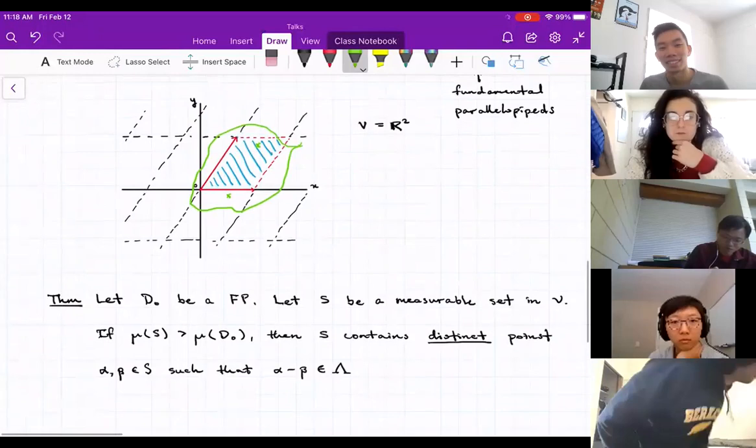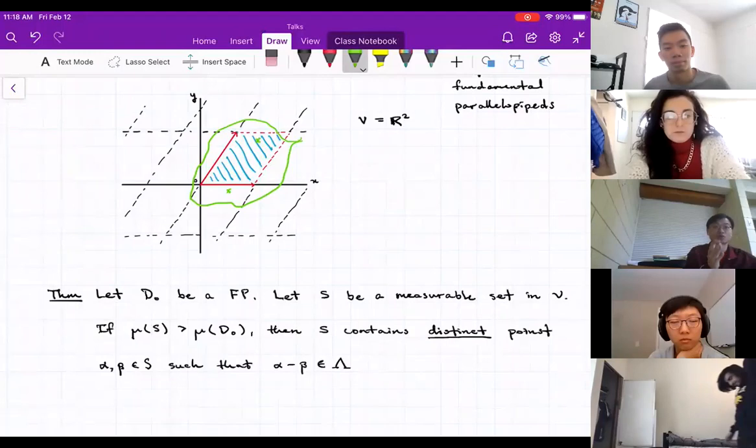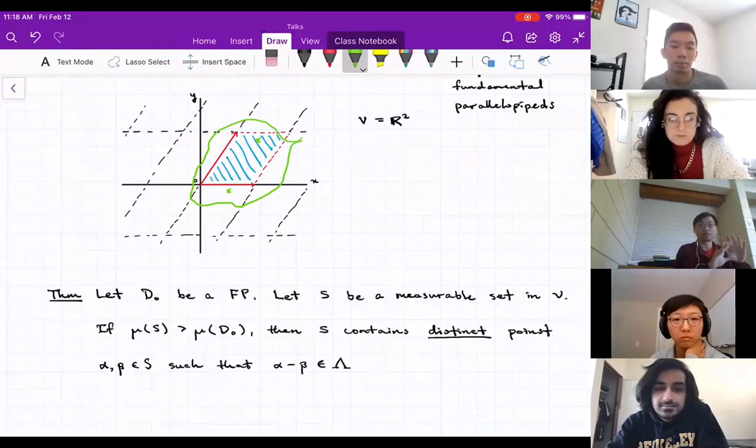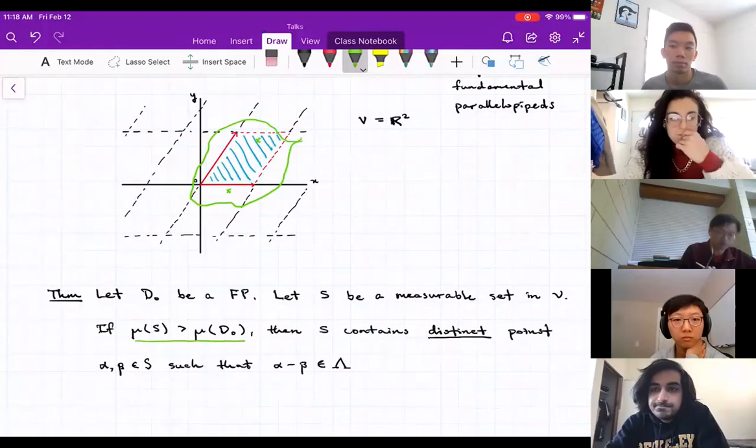The proof is you take your set S, you intersect it with these parallelograms, these fundamental parallelepipeds, and then you shift all of them so that they're contained in one fundamental parallelepiped. And the claim is that there's some overlap because of our condition that the measure of S is greater than the measure of D naught.